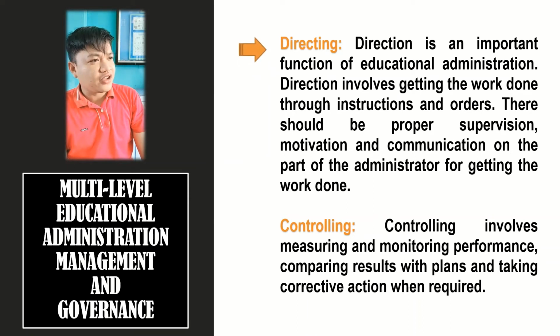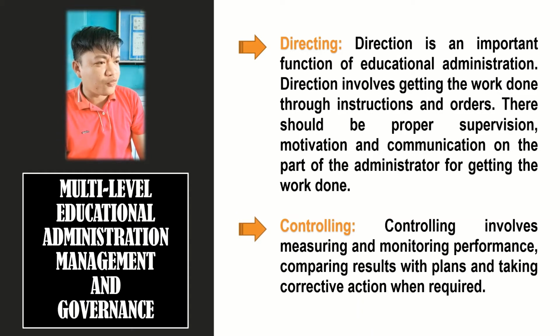Directing. Direction is an important function of educational administration. Direction involves getting the work done through instructions and orders. There should be proper supervision, motivation, and communication on the part of the administrator for getting the work done. Controlling. Controlling involves measuring and monitoring performance, comparing results with plans, and taking corrective action when required. It indicates how far the goals have been achieved and to what extent there is deviation from the plans.